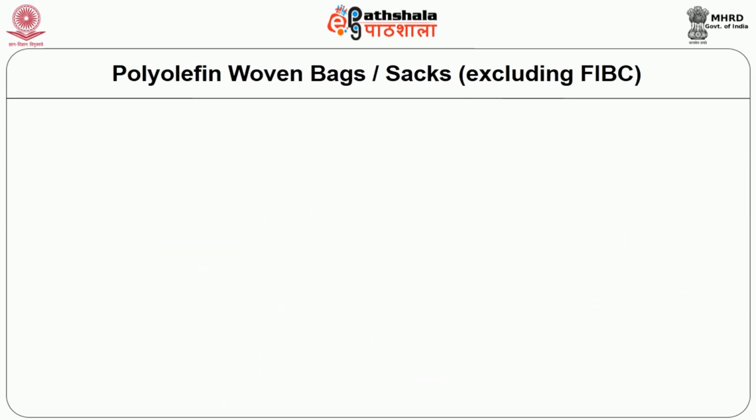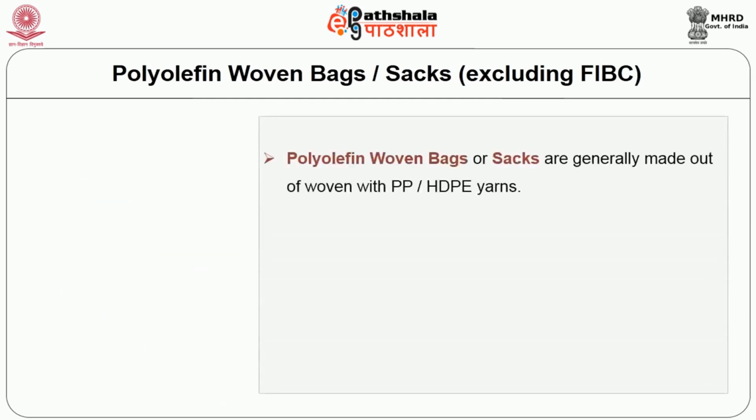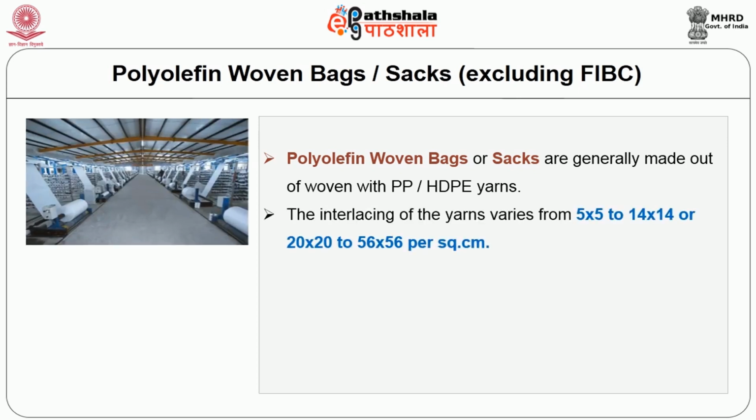First one is the polypropylene woven bags or sacks. These are generally made out of woven material with PP or HDPE yarns. They are interlaced into yarn varieties from 5x5 to 14x14 or 20x20 to 56x56 per square meter. The various ranges depend upon the product to pack in.